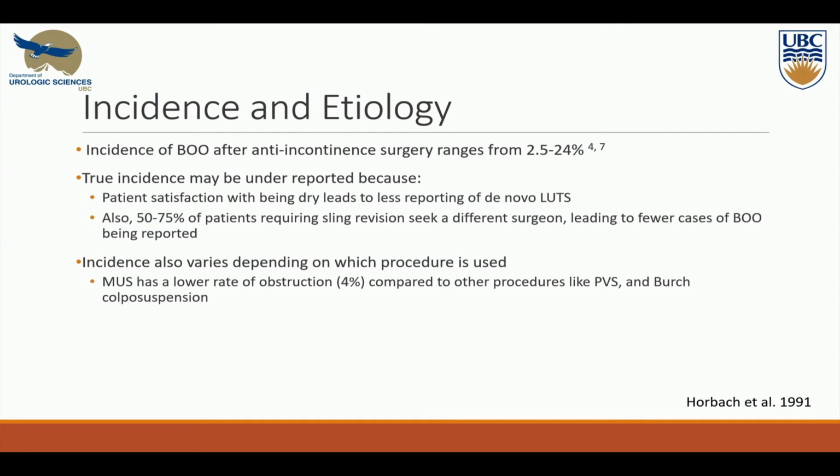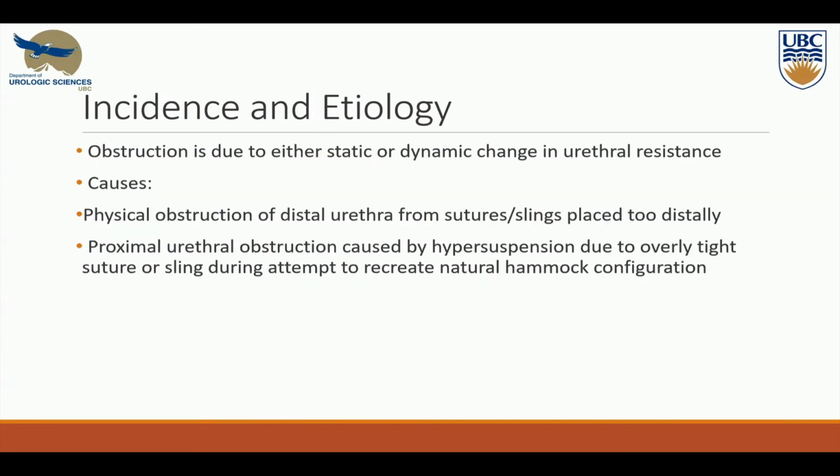And also, from a lot of data from the US, a lot of patients that do need sling revision may seek out a different surgeon. So there's less longitudinal follow-up, and you may not have such high reporting of bladder outlet obstruction. The incidence also varies depending on what type of incontinence procedure they had. Mid-urethral slings tend to have a lower rate of obstruction at 4% compared to other procedures like pubovaginal slings or Burch-Kulpel suspensions, for example.